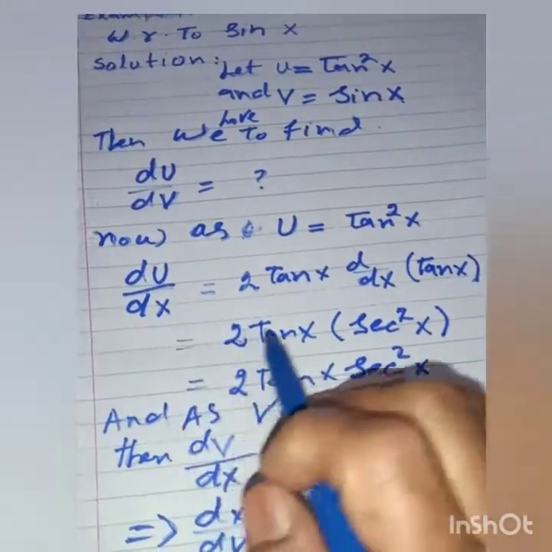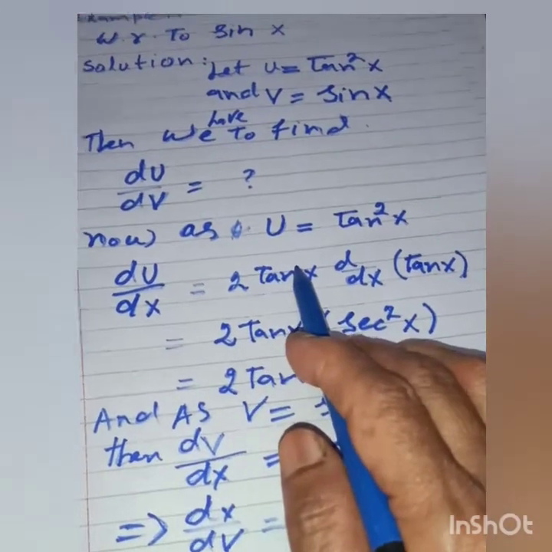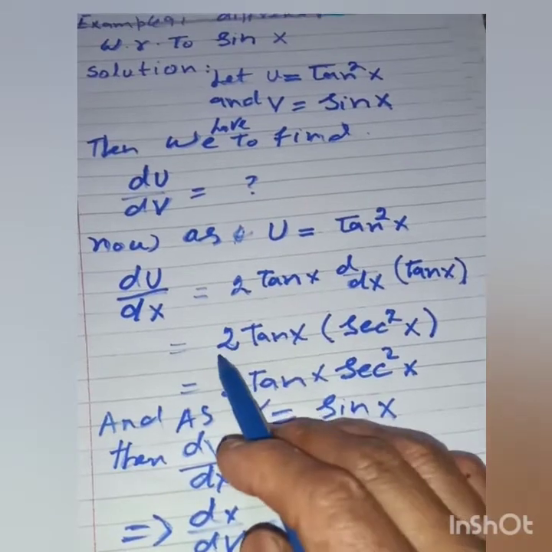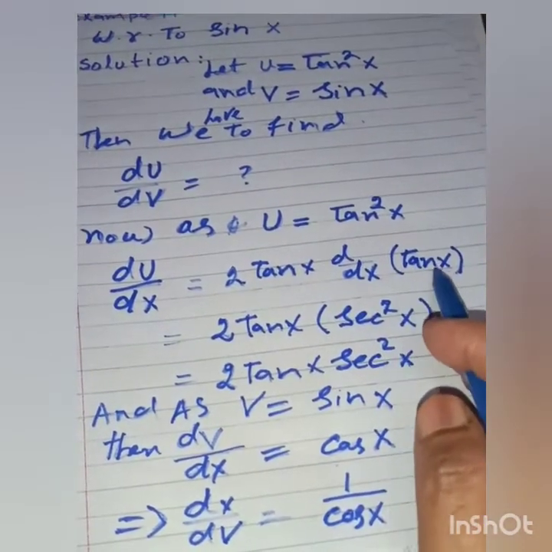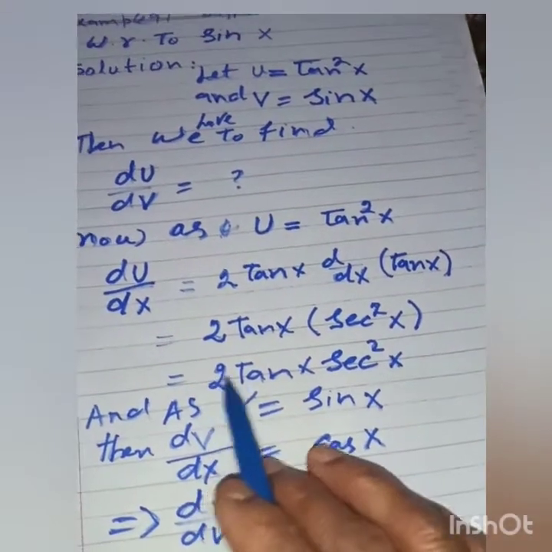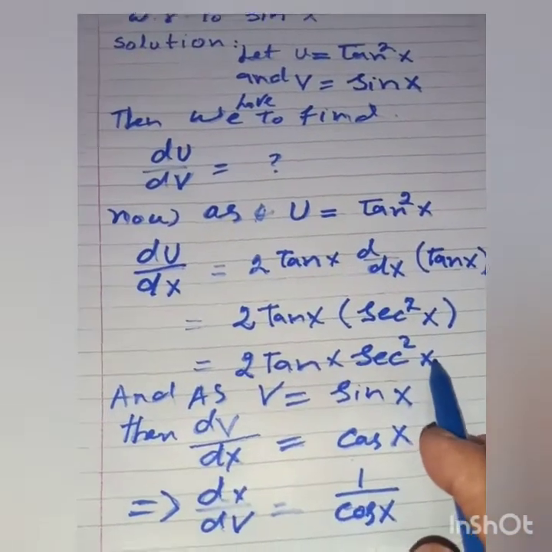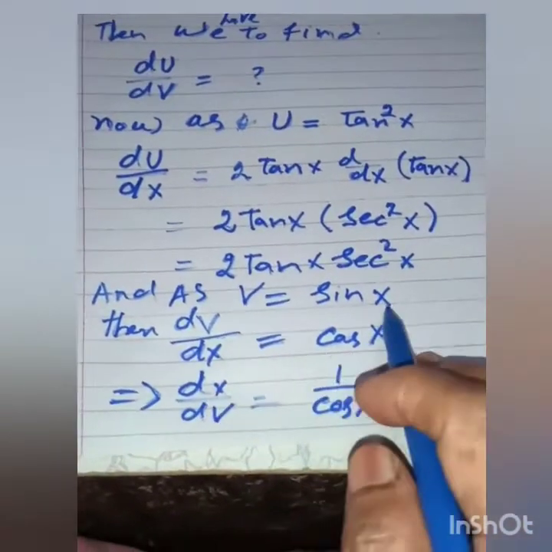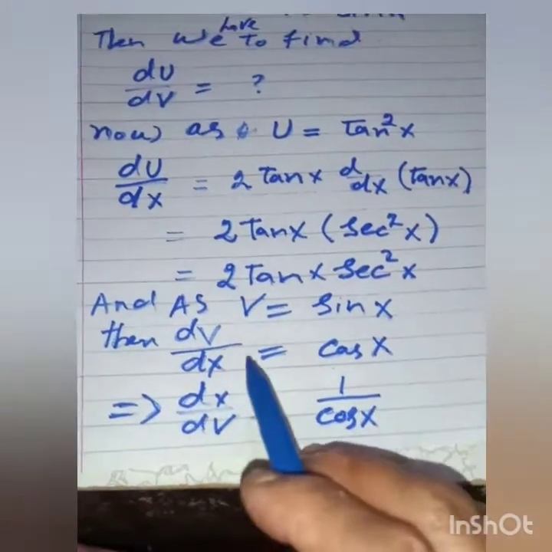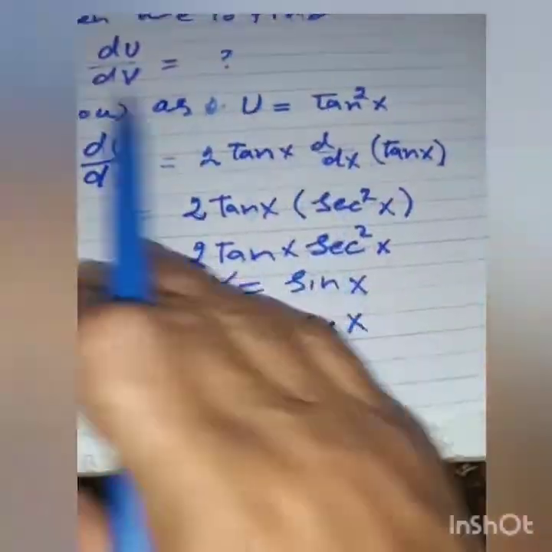So let us take the derivative of u, as u is equal to tangent square x. Then du by dx will be equal to 2 times tangent x into d by dx of tangent x. As we know, the derivative of tangent x is secant square x, so 2 times tangent x into secant square x. As v is equal to sine of x, so dv by dx will be equal to cos of x, then dx by dv will be equal to 1 by cos of x.